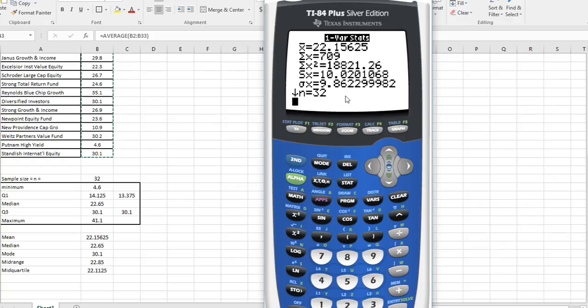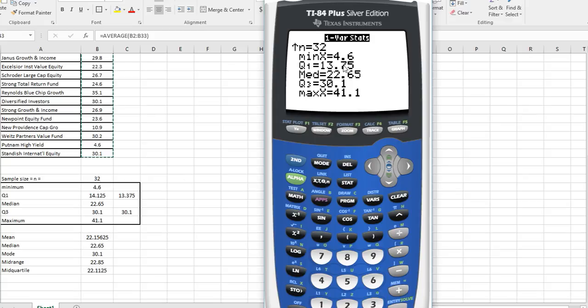The n is 32, which is the sample size, which is what we counted over here in Excel, or we could count that by hand pretty easily. The little down arrow says there's more. And when you go down, we see the 5-number summary, at least as Excel does it, or as a TI-83 or 84 calculator does it. 4.6 is the minimum. The maximum is 41.1. The median is 22.65. Those all agree over here. Everybody does that the same way.